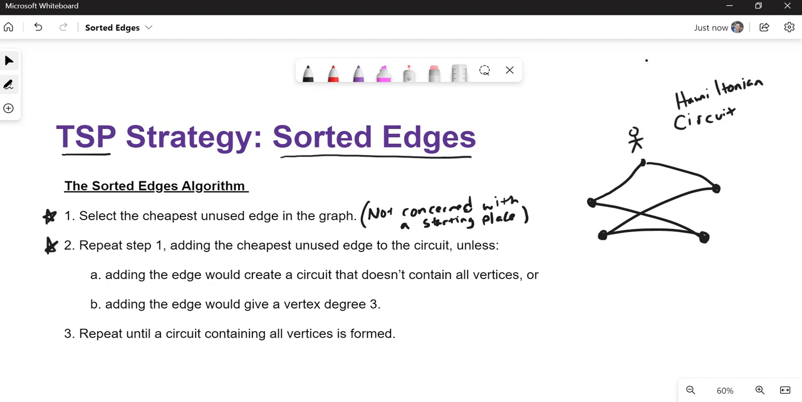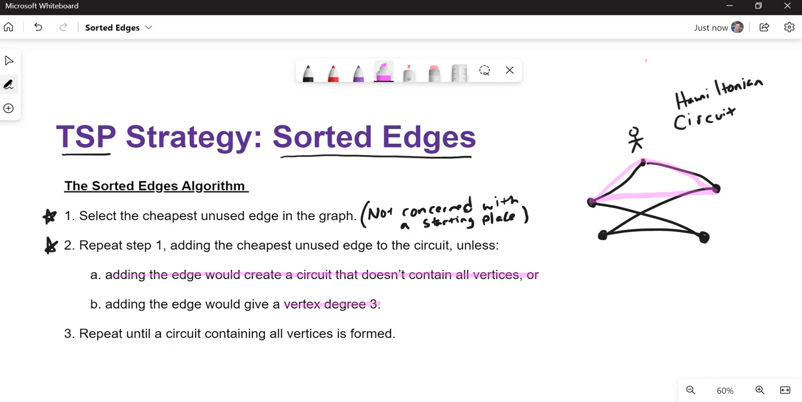And then step two, we're going to repeat step one, keep grabbing the next cheapest unused edge unless one of two things takes place. Either A, if you add an edge and it creates a circuit that doesn't contain all the vertices, you wouldn't want that. You wouldn't want to make a complete circuit. I'll give you an example in the picture at the right. What if you made a circuit with that triangle right there? Well, that's a circuit, right? It's closed, but you haven't gone to all the vertices yet.